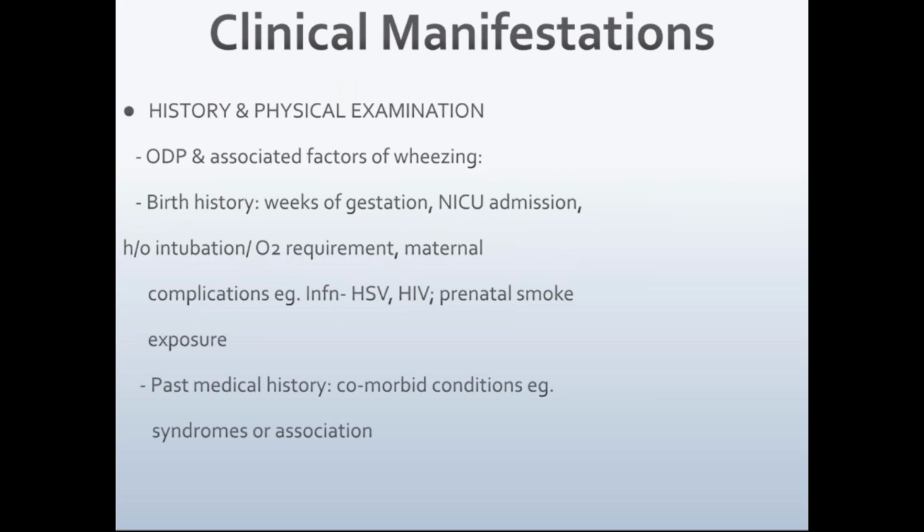So coming to the clinical manifestations, how do you approach? What do you ask in your history and physical examination? You need to ask about the birth history. We have to know the weeks of gestation and any history of NICU admissions, to rule out bronchopulmonary dysplasia. When the child is a preterm, like a 28 weeker admitted in your ICU for a prolonged duration, then the child is also more prone to have bronchiolitis.